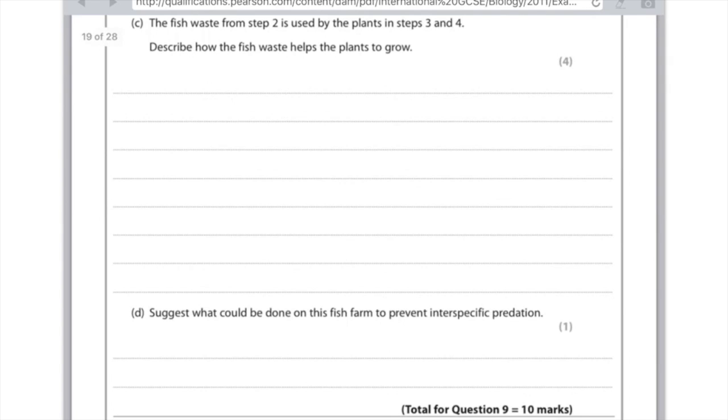Suggest what could be done on this fish farm to prevent interspecific predation. Well, remember, that is the point that farmed fish are preyed upon by other species, so a sensible way in which to stop that is to cover the fish in nets or use a cage.